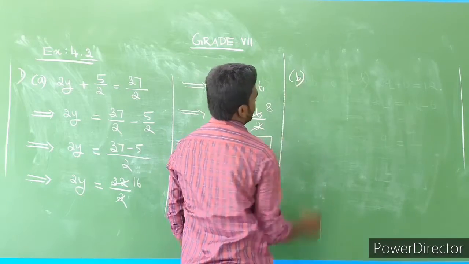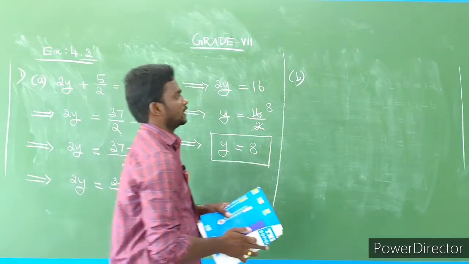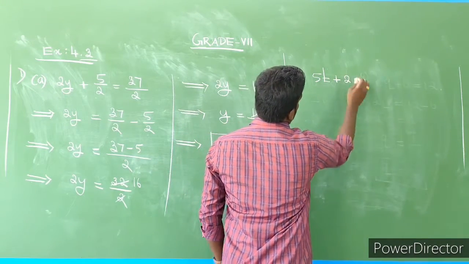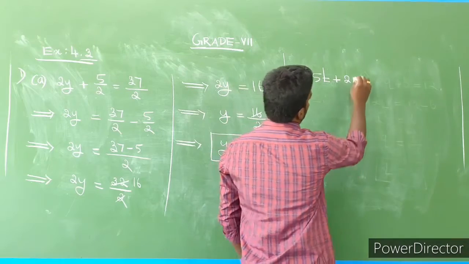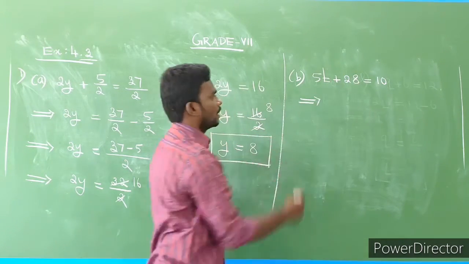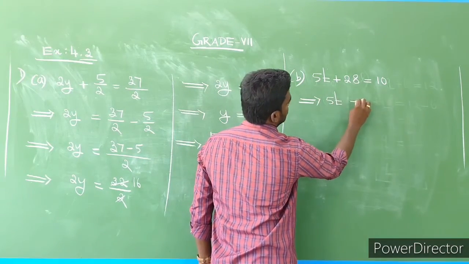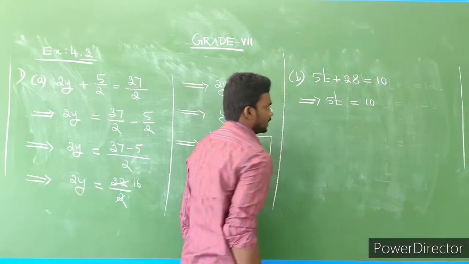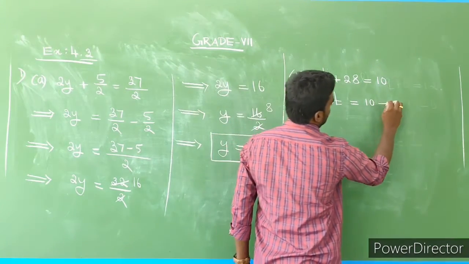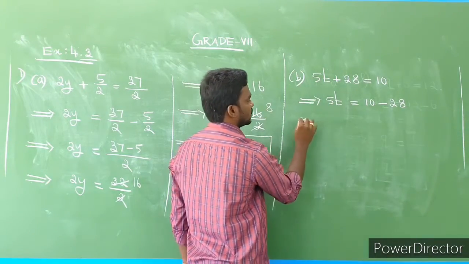So what is our B question? B question is 5t plus 28 is equal to 10 is given. How to solve this? We keep the value 5t in the left side, which is equal to 10 in the right side. So this plus 28 is transposing to what is that? Minus 28. Plus 28 is transposing to minus 28 to the right side.